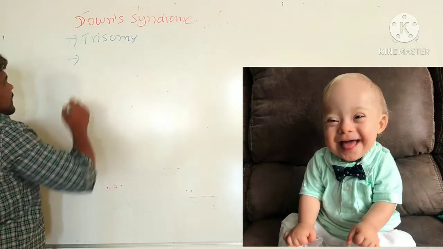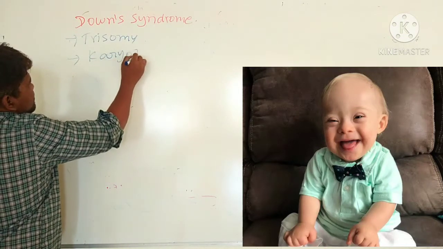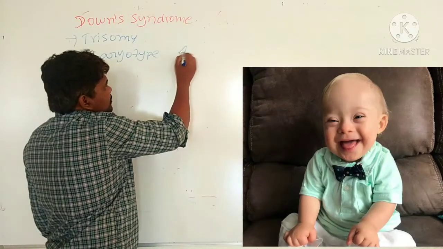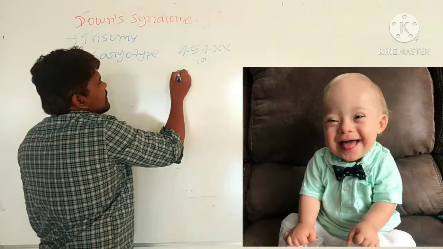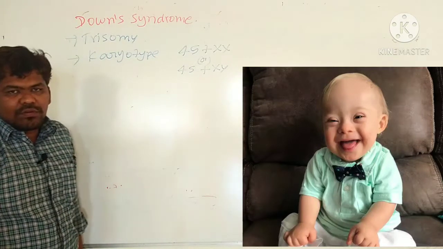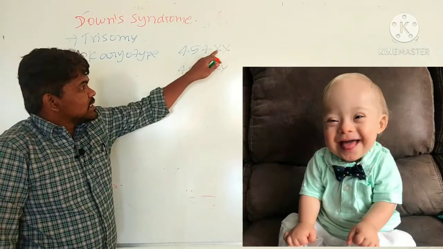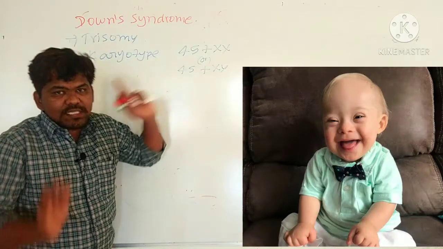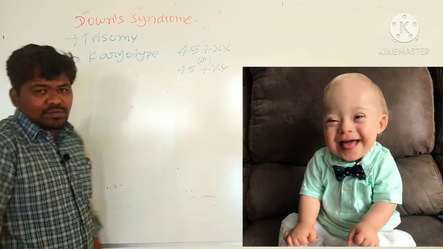If you see the karyotype of Down syndrome, karyotype means chromosomal arrangement. The karyotype of Down syndrome people is 45 plus XX, or if it is male, 45 plus XY. The total number of chromosomes present in Down syndrome is 45, 46, 47 in females, and in males also 45, 46, 47. That is Down syndrome. They contain 47 chromosomes.